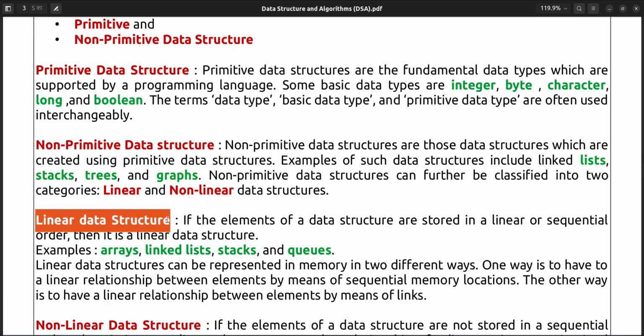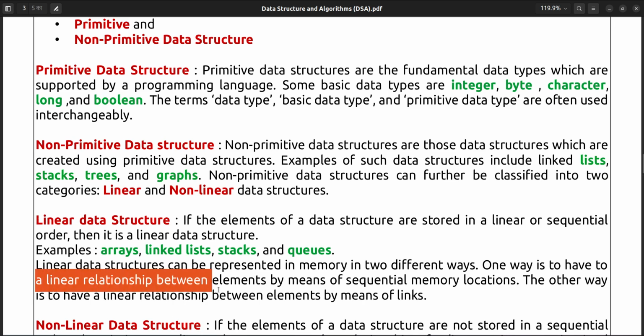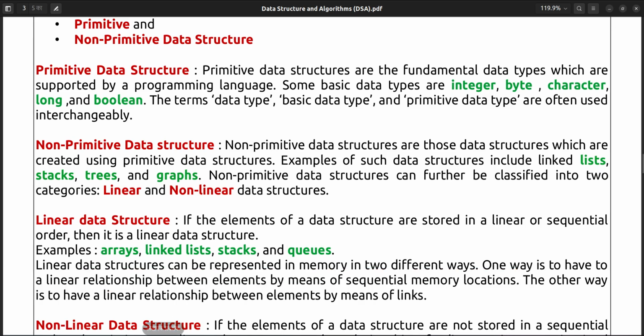So that is a linear data structure. Examples of linear data structures are array, linked list, stack, and queue. A linear data structure can be represented in memory in two different ways. One way is to have the linear relationship between elements by means of sequential memory location, one after another. The other way is to have a linear relationship between elements by means of links. That is also a linear data structure.